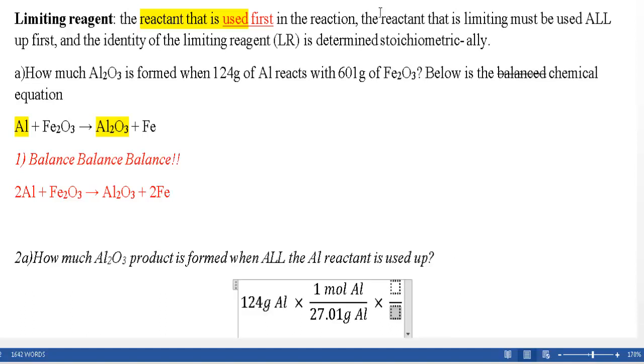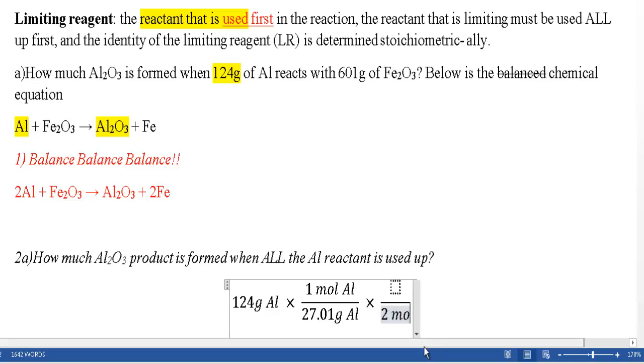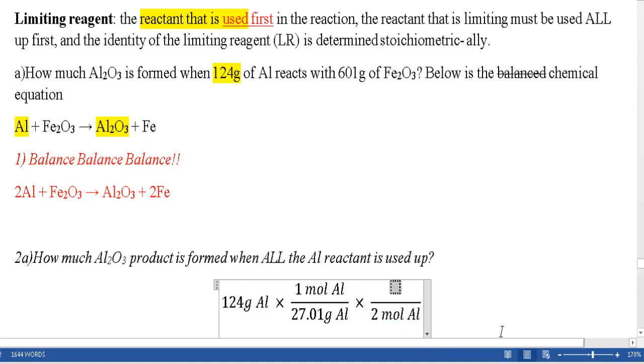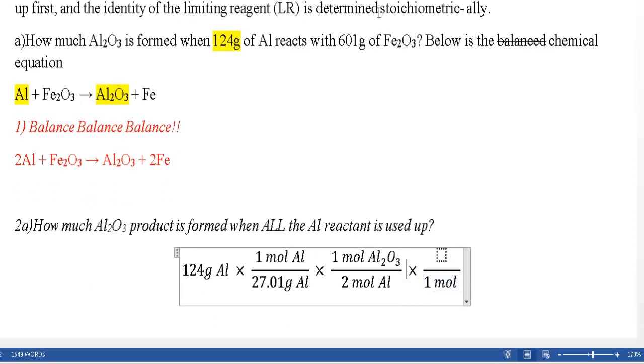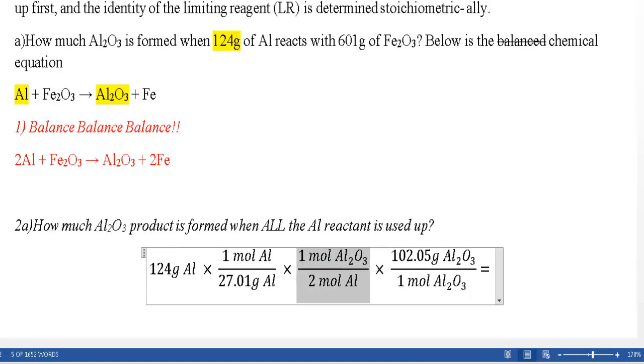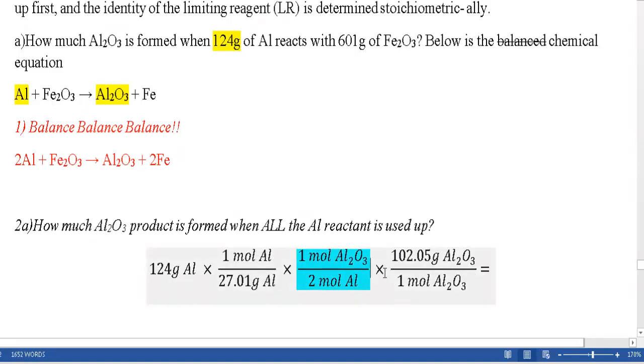So 124 grams of Al is given to us. Let's go ahead and convert it to moles. Now here's a very important relationship. For every 2 moles of Al, there is 1 mole of Al2O3, aluminum oxide. For every 1 mole of Al2O3, there is so many grams of Al2O3. We have a new relationship, and that's coming from the coefficients of the balanced chemical equation.